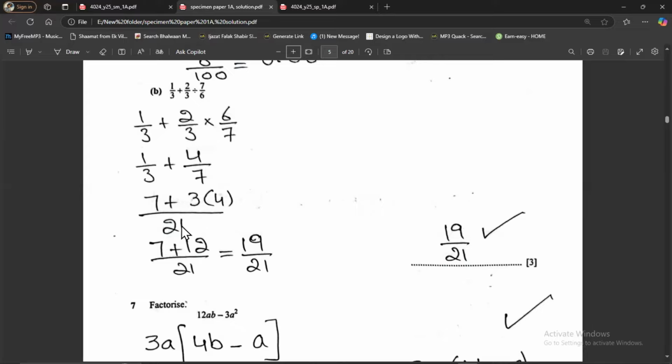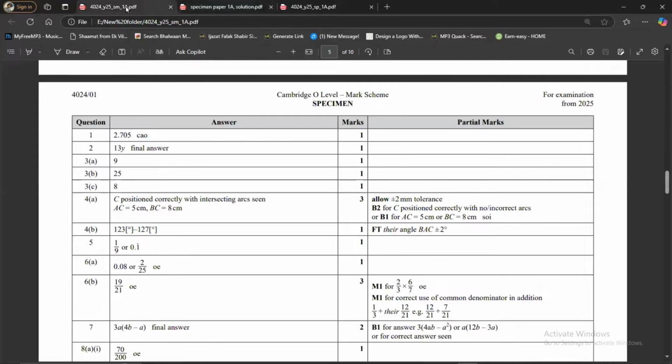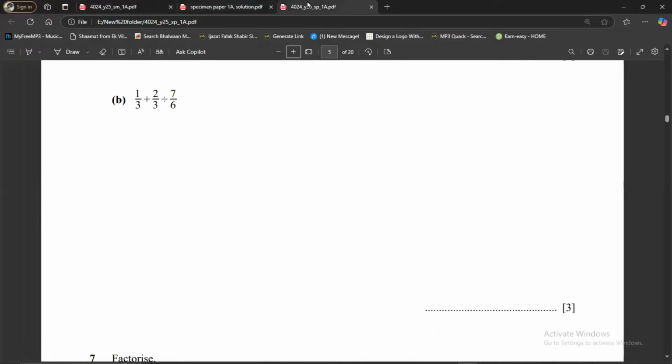Plus, divide the LCM by the second denominator. You get 3. 3 will multiply with the 4. So upstairs you will have 7 plus 12, and downstairs you will have 21. So it's 19 by 21. 19 by 21 is the right answer, sir.